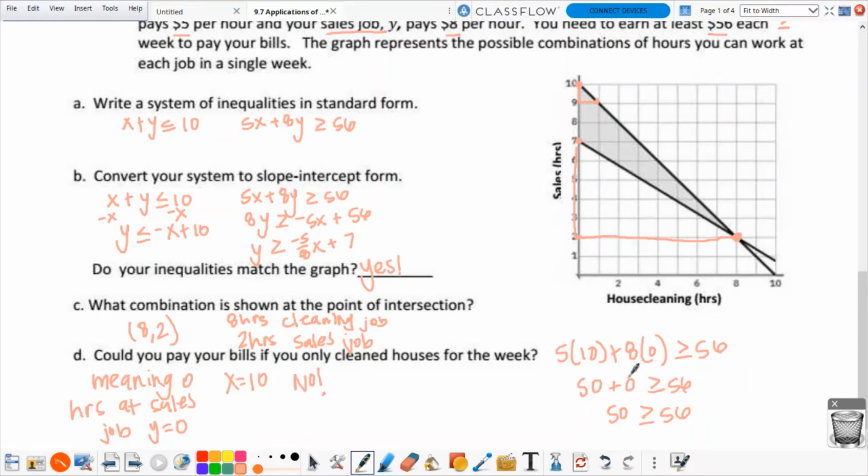This is our proof. And you can also see this ordered pair. So at 10 hours of house cleaning and 0 hours of sales, we're right here, which is not in the shaded region. So anything within this shaded region would work. But if it is outside of the shaded region, we're not going to be making enough money.